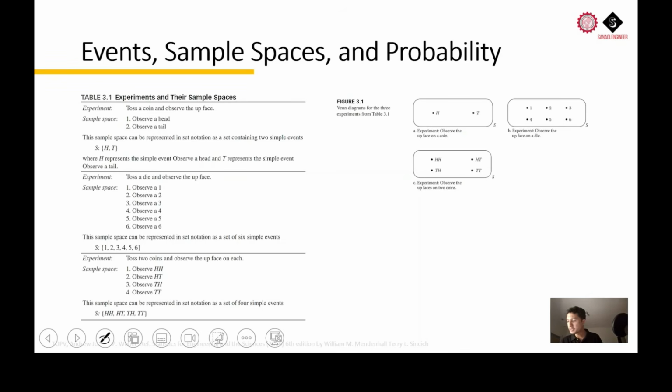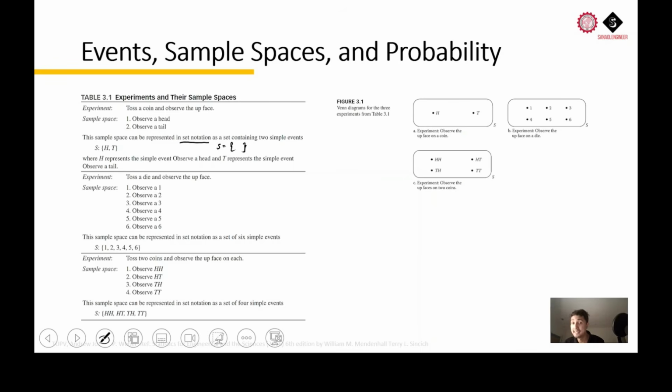Okay, so this sample space can be represented in set notation. It's called set notation. In some texts, they use an equal sign and curly parentheses as a set containing two simple events, which are H and T, where H represents a simple event, observe a head, and T represents a simple event, observe a tail. Next, another experiment. Toss a die and observe the up face.